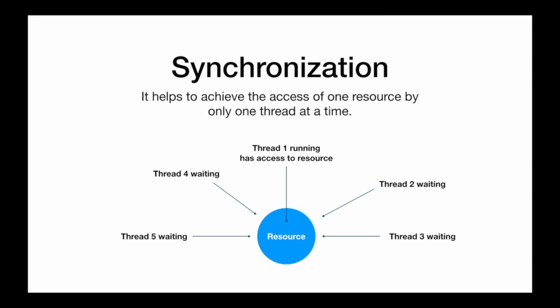Now we will understand synchronization. The first thing is Java helps to achieve the access of one resource by one thread at a time. In the diagram you can see that we have a resource and there are 5 threads wanting to access the resource. When one thread is running and has access to the resource, other threads will wait for their turn.